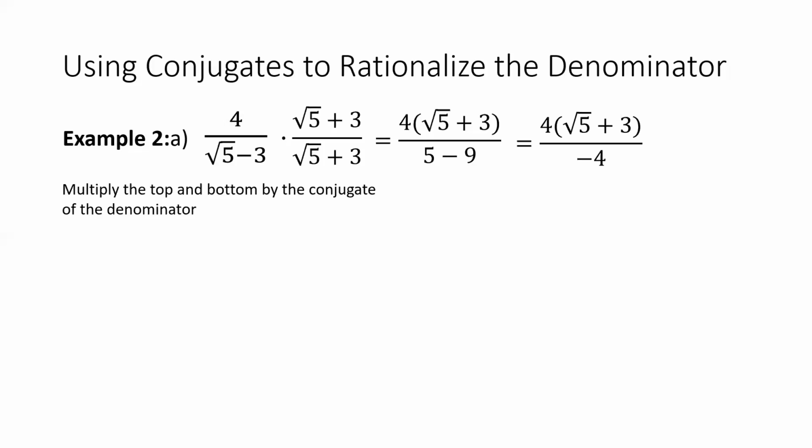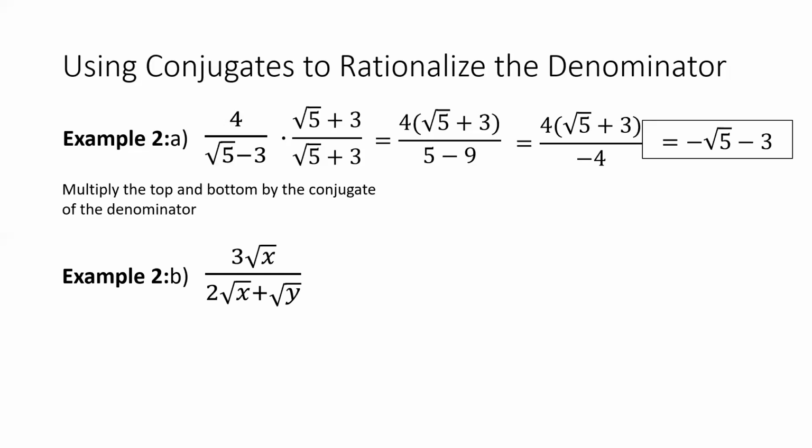Okay, so then I subtract 5 minus 9, I get negative 4. And then I can multiply out my 4. I would get 4 root 5 plus 4 times 3. If I divide both of those things by negative 4, I get negative root 5 minus 3. Or another way to think about it, 4 divided by negative 4 is negative 1, and then I distribute and I get negative on both of those.